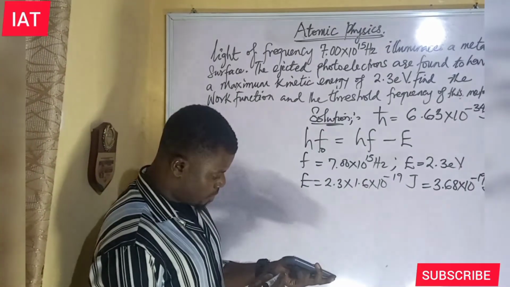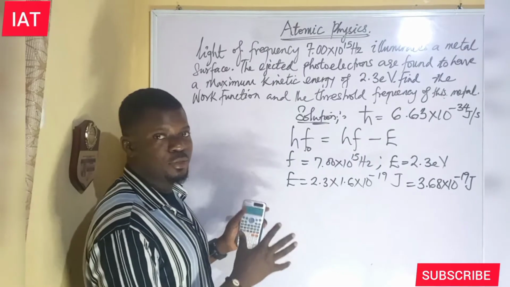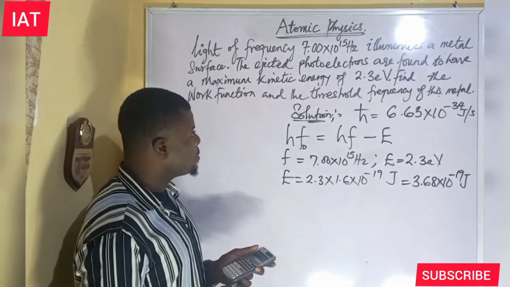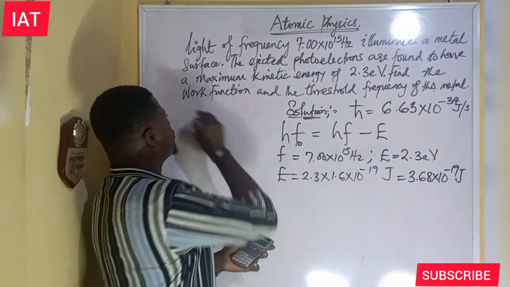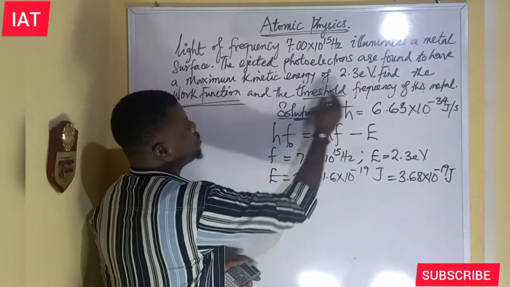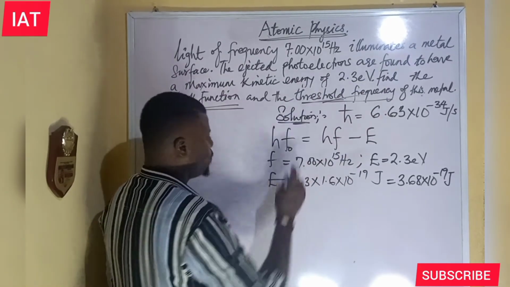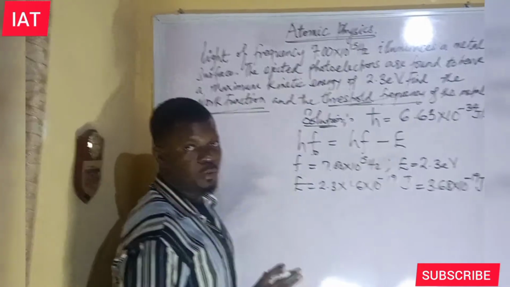All right, so the next thing we're going to do now is to substitute the values into the equation. We are asked to find the work function at this point, the work function first before the threshold frequency. So for the work function, hf₀ represents the work function.